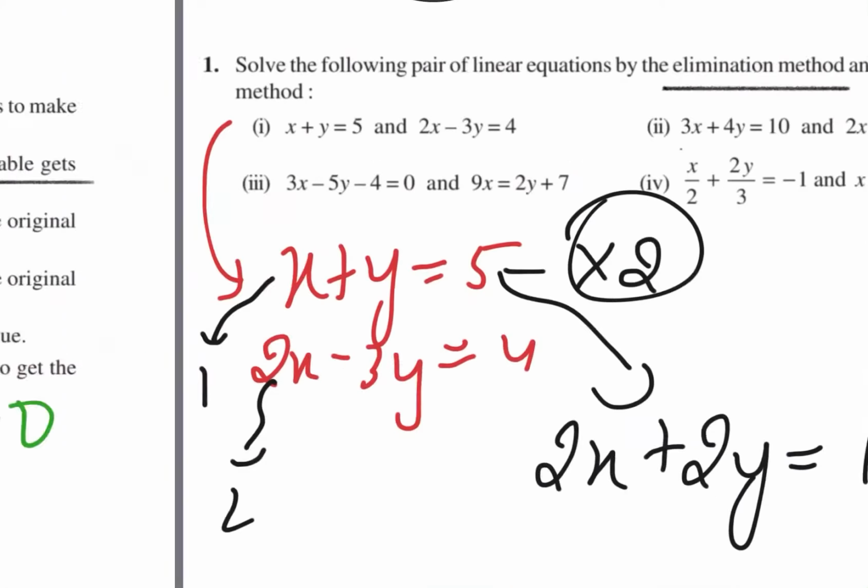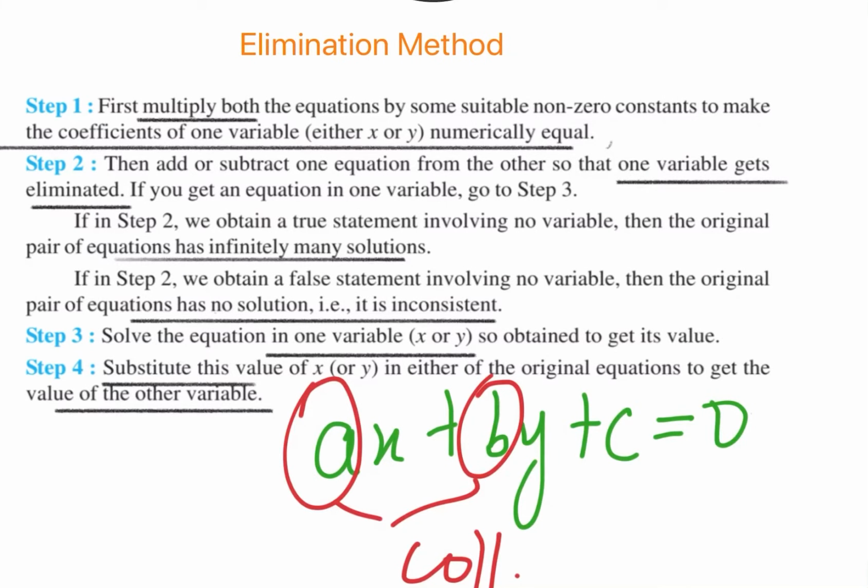Now, we can see we have satisfied all the 4 steps. We have multiplied both the equations by some non-zero constant to make the coefficients equal. After making the coefficient of any one variable, either x or y, whichever is convenient, equal, you will cancel it out by adding or subtracting the whole equations. Then you get an equation in one variable, solve it, put its value in the other equation to get the equation in the other variable, and solve it to get the original value.